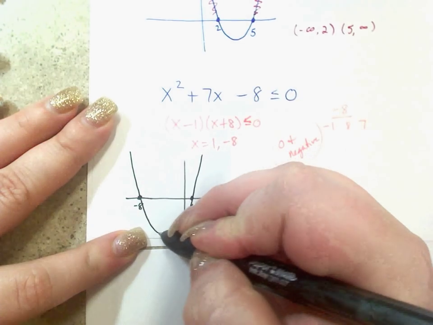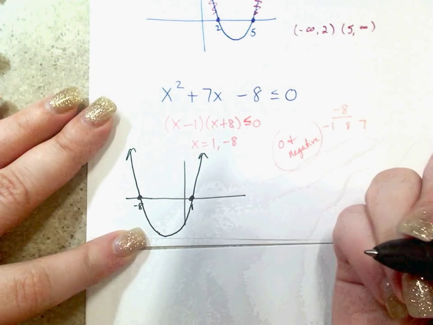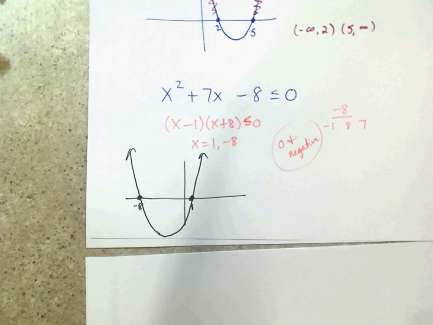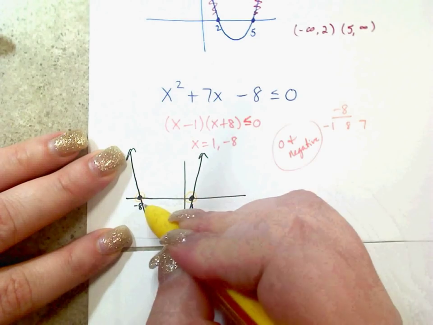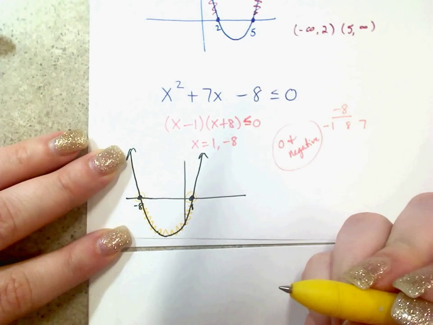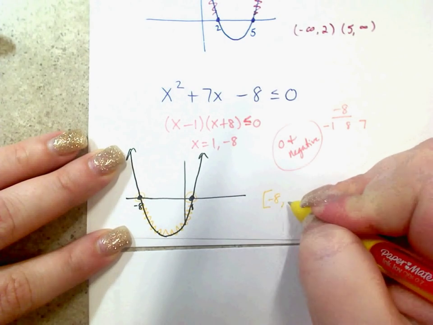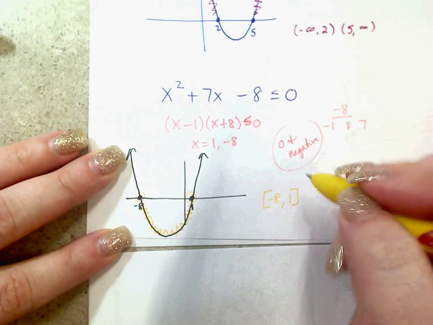and does this. So my question is, when is this parabola less than or equal to 0? So it's equal to 0 at these points, and then it's less than between them. So we're negative and 0, starting at negative 8 and including it, and going to positive 1 and including it. And so that's my answer.